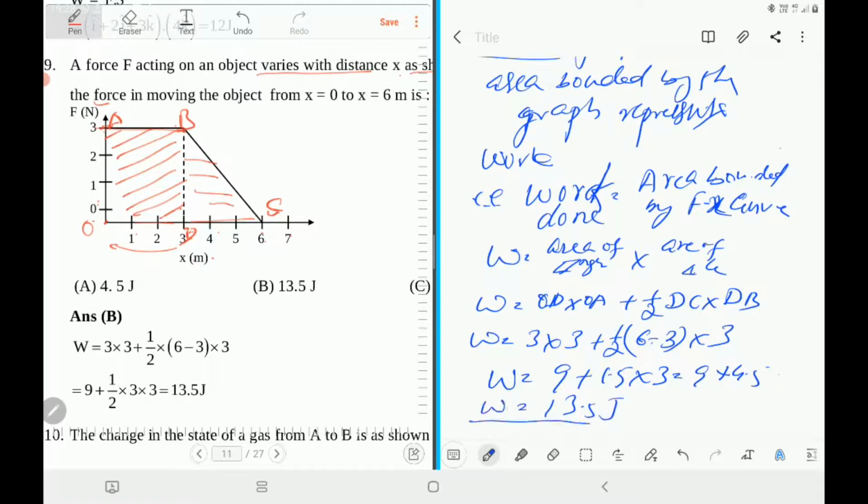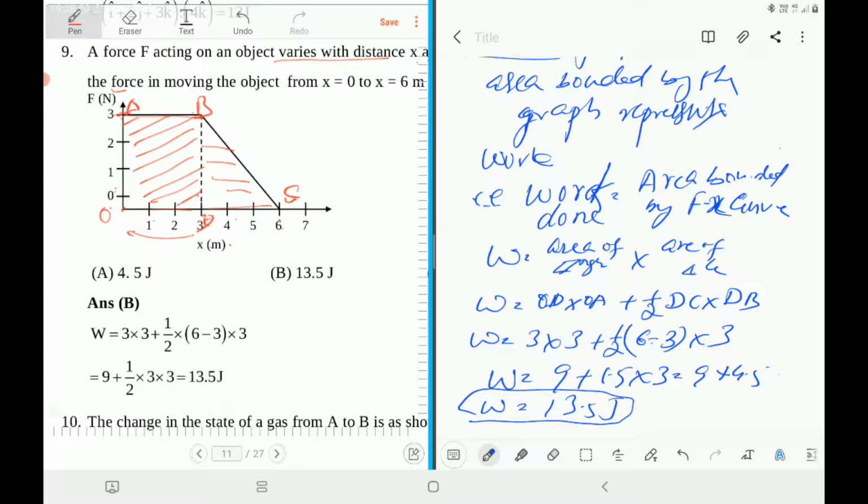So what do you remember here? The area bounded by the force-displacement curve always represents work done. One example for that.